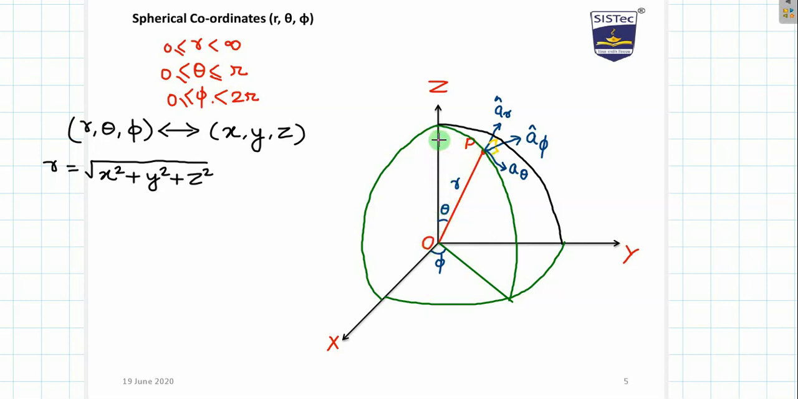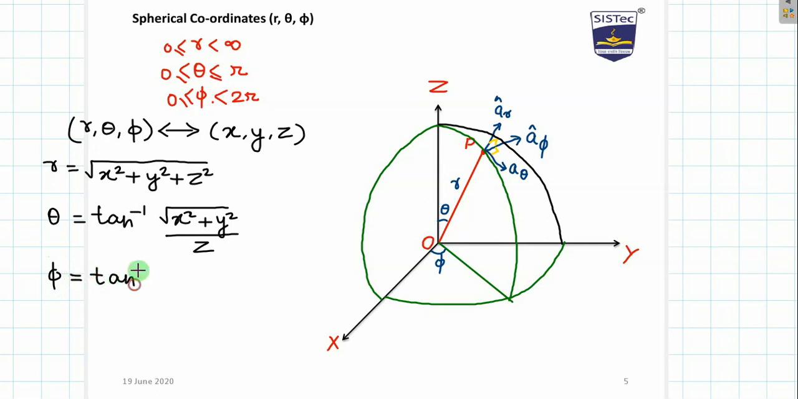Okay, so in this way we can have the relation. So we can write theta is equal to tan inverse of root over x square plus y square upon z. This is your theta. And phi equal to what? Phi is the tan inverse of y upon x.